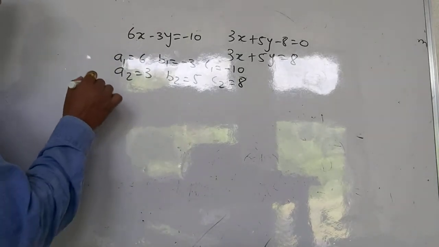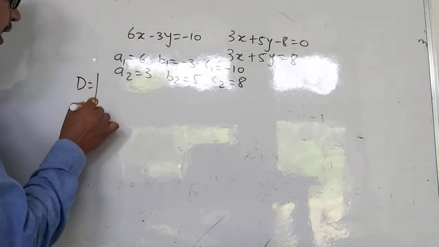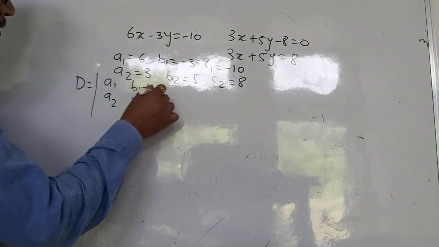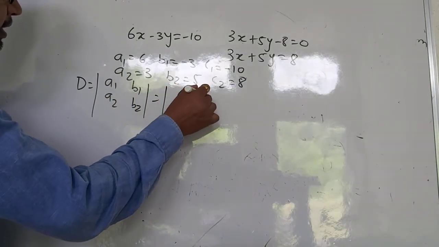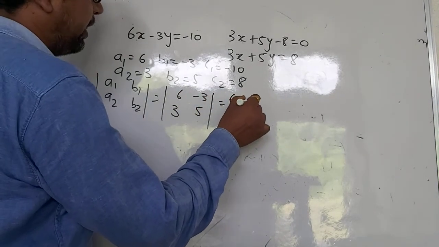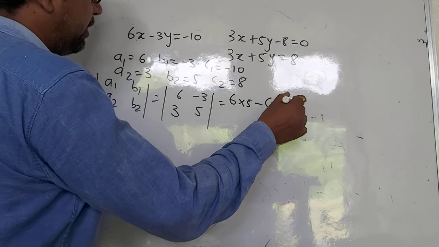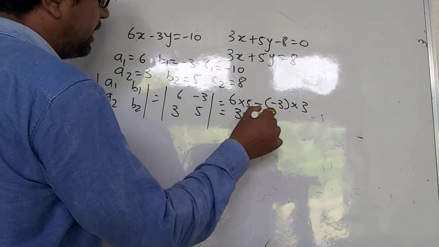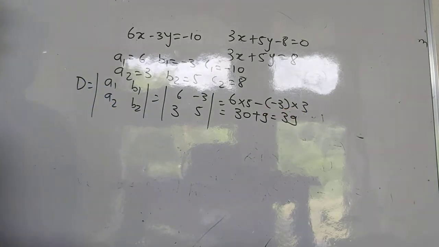Now D is equal to a1, a2, b1, b2. Put the values: 6, 3, minus 3 and 5. Find the value of the determinant: 6 into 5 minus, in bracket, minus 3 into 3. 6 5s are 30, minus into minus is plus, 3 3s are 9, so you will get 39.